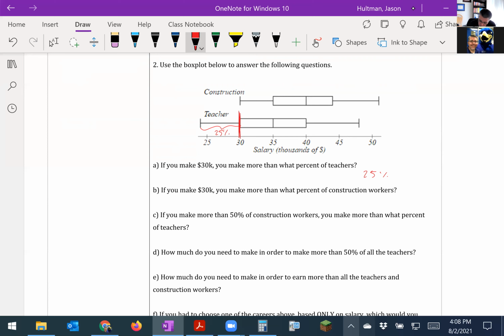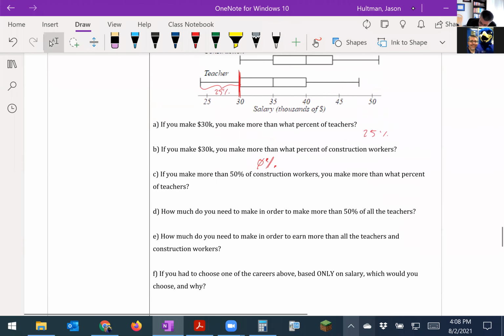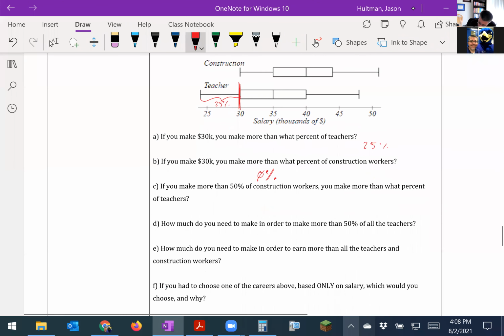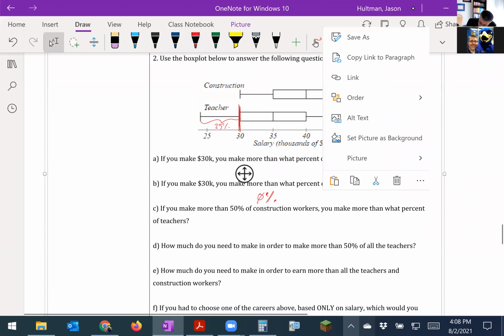0. No construction worker is getting paid less than 30,000. So that's 0%, according to this chart. Maybe this is in New York City or something, who knows? Okay, if you make more than 50% of construction workers, you make what percent of teachers?